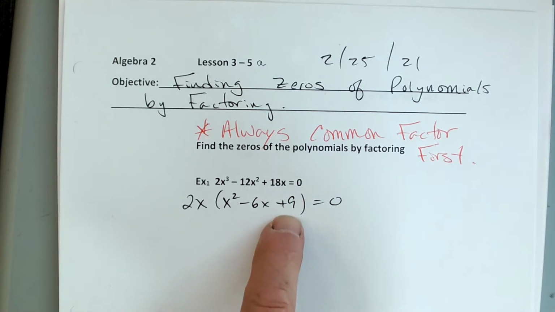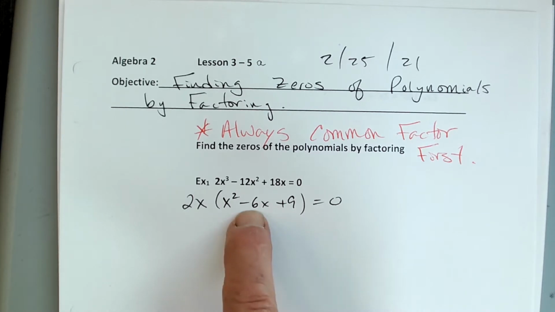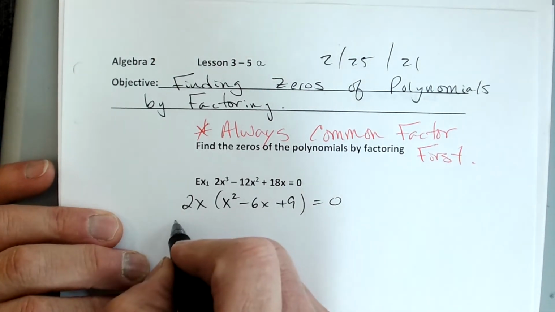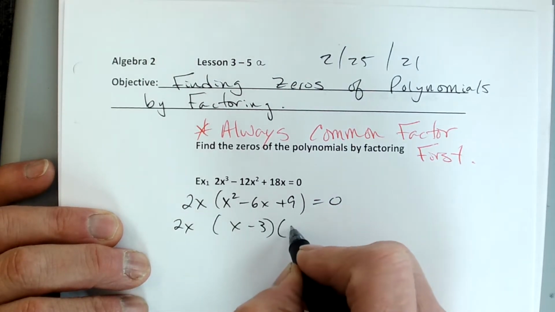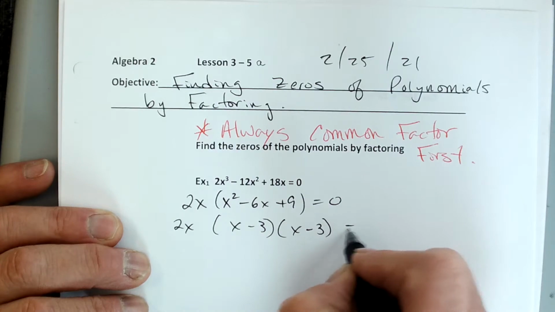And then that should factor again, because I know 3 times 3 is 9, right? And if I go -3, -3, I'll get a -6. So I'm going to do this again. x minus 3, x minus 3 equals 0.